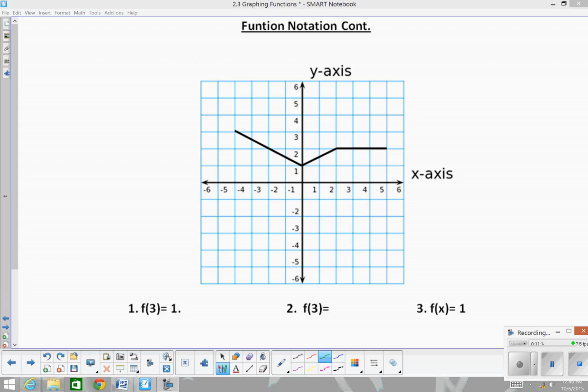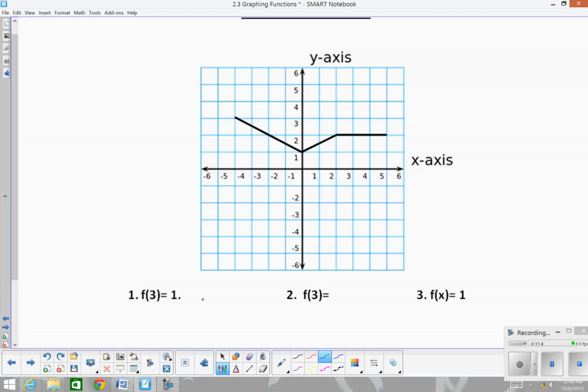Alright, so now this is going to be the last real skill that I'm going to go over with function and function notation. And we're going to be reading a graph. So if I'm looking at a graph, I don't know what this function is right now. But I do know what the graph looks like, and all I want to do is evaluate using the graph. And this is a little bit more visual, so it might be a little bit easier, which is fine.